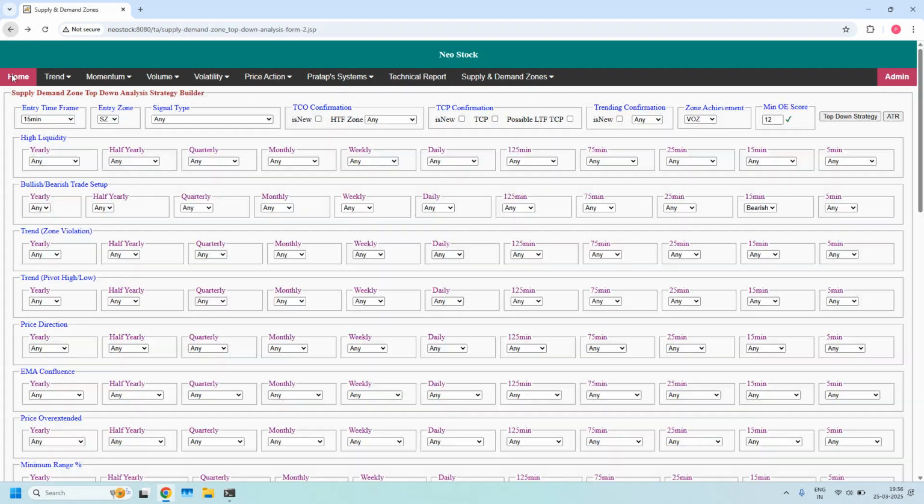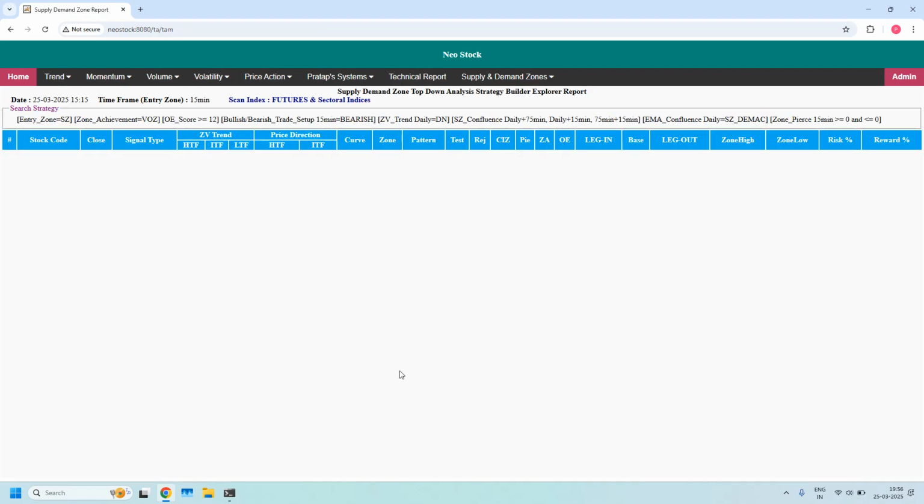Let's verify. In the EMA confluence at daily time frame, I am checking daily supply zone having daily EMA confluence. At the same time, trend on the daily time frame should not be sideways. It should be downtrend because it is a bearish trade setup. Let us filter. So we did not get any stocks. Okay. That means we don't have any stocks based on the EMA confluence. So this is the bearish trade setup for daily income trade.